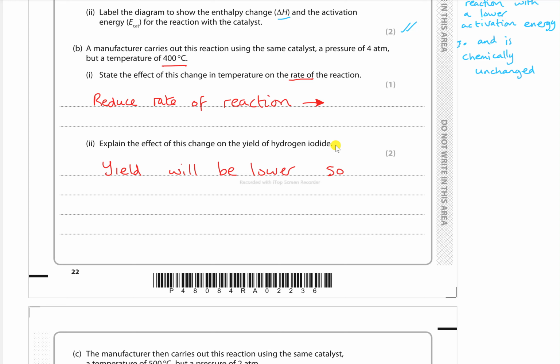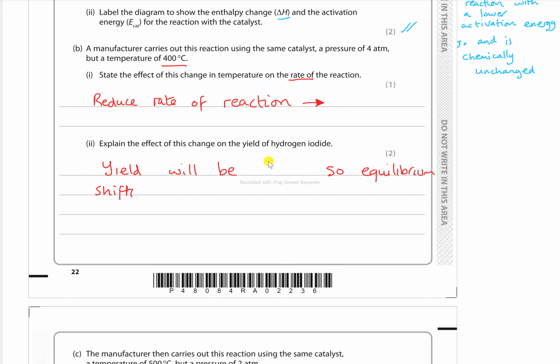So the equilibrium shifts. Oh, did I say lower? Oh my god, did I just say lower? Can't believe that. I'm just losing the plot. I just said higher there, and let me just get rid of that.